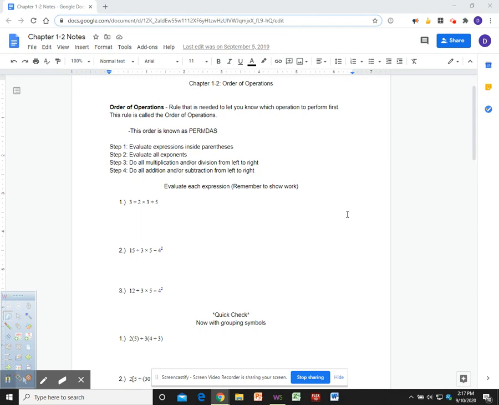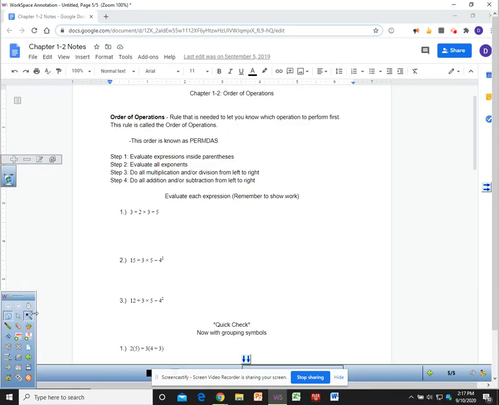Because if you don't do things in the right order, it's kind of like trying to build a Lego house and starting at the roof and trying to build your way to the bottom. It's just not going to work out. You've got to start at the base and work your way up. So math, like Legos, you've got to follow the instructions in order.